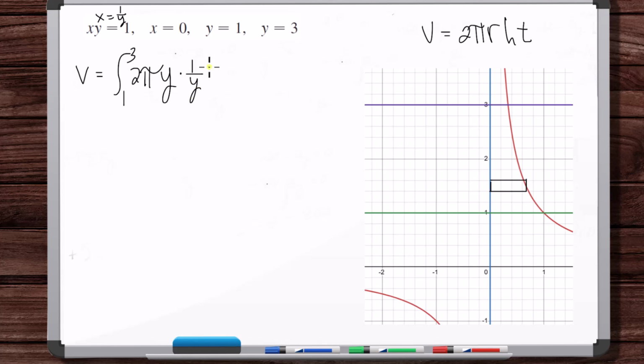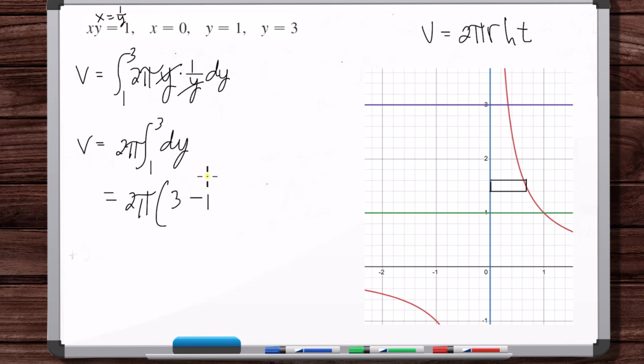All right, now the thickness, dy. There we go. Let me bring the 2 pi out. These cancel, so we're just left with 2 pi. And this is just going to be 3 minus 1. Four pi.